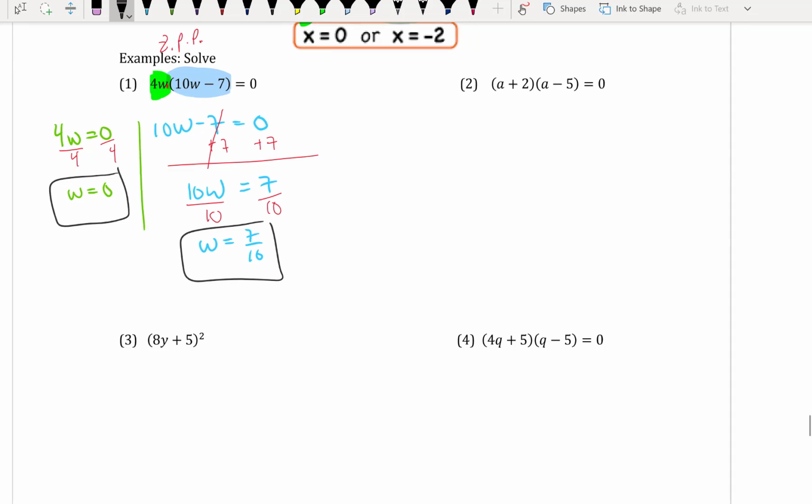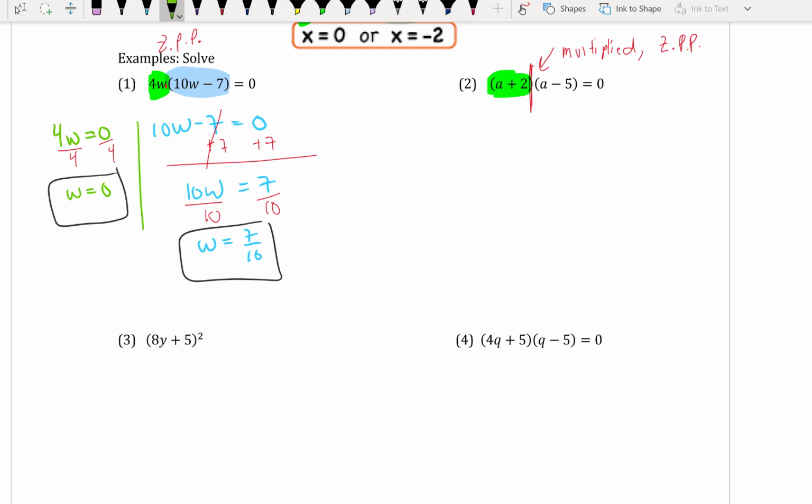For number 2, it's the same process. So we know that we're going to split this, because these two are being multiplied together. And we can use the zero product principle. So we're going to split each of these up and set them both equal to 0. So we are going to have a plus 2 is equal to 0. So I'm going to get the a by itself, so I'm going to subtract 2 from both sides. So that a is equal to a negative 2. So that is going to be my final answer.